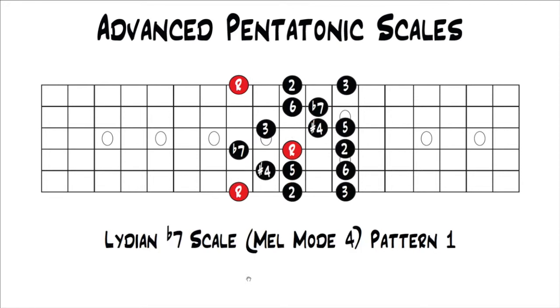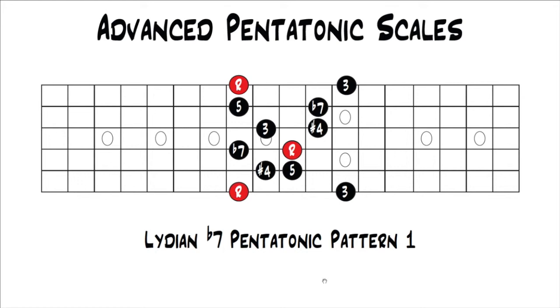The next scale we're going to look at is Lydian flat 7. Like I said, that's the 4th mode of the melodic minor scale, and it's a common mode. That's why we're looking at this one. And the Lydian flat 7 scale, if you remember, is root, 2, 3, sharp 4, 5, 6, flat 7. Again, to get to a pentatonic scale from this, we can remove the 2 and the 6, and that would give us root, 3, sharp 4, 5, flat 7. And that would be a really interesting Lydian flat 7 pentatonic scale that you could use.